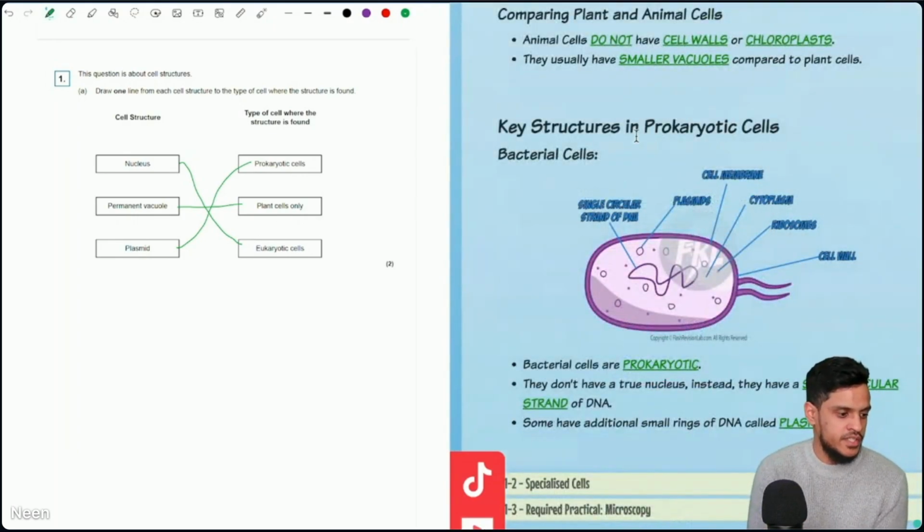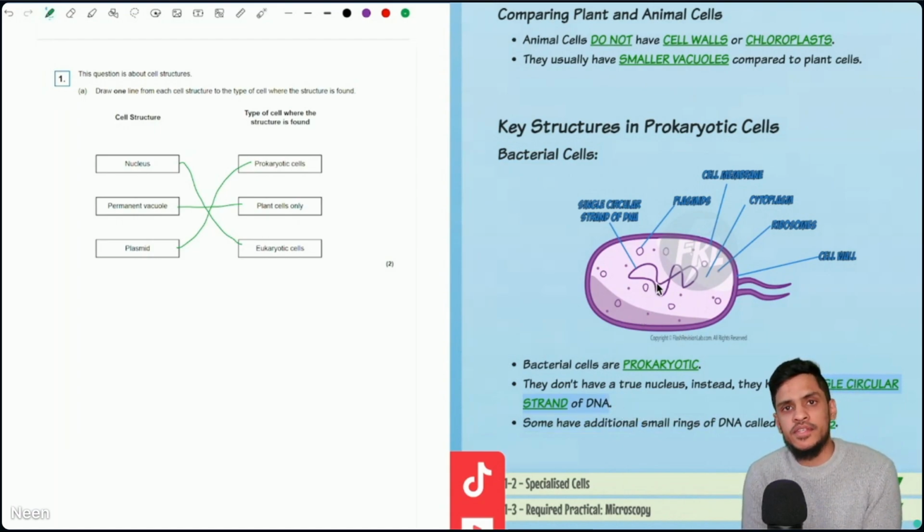Structures of prokaryotic cells. They're basically bacteria cells. And yeah, they've got singular strands of DNA. They don't have a nucleus. Eukaryotic cells do have a nucleus. Prokaryotic cells do not.